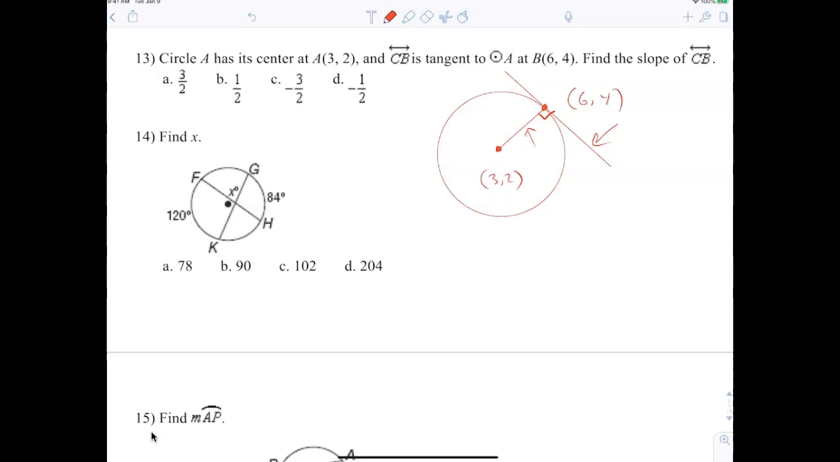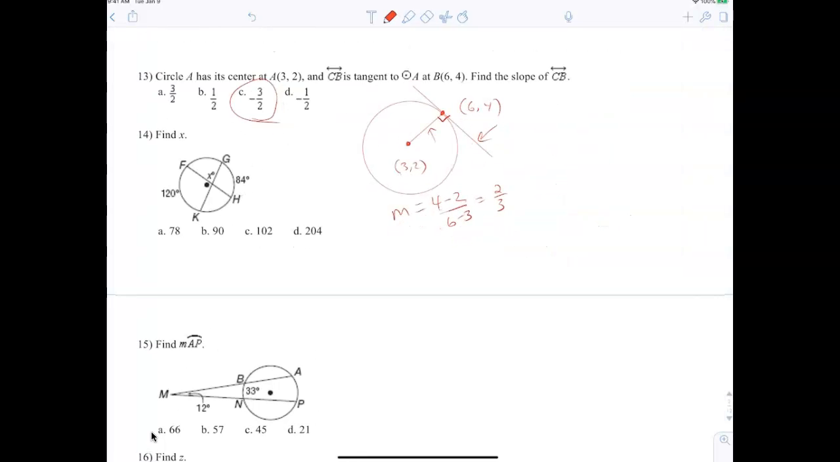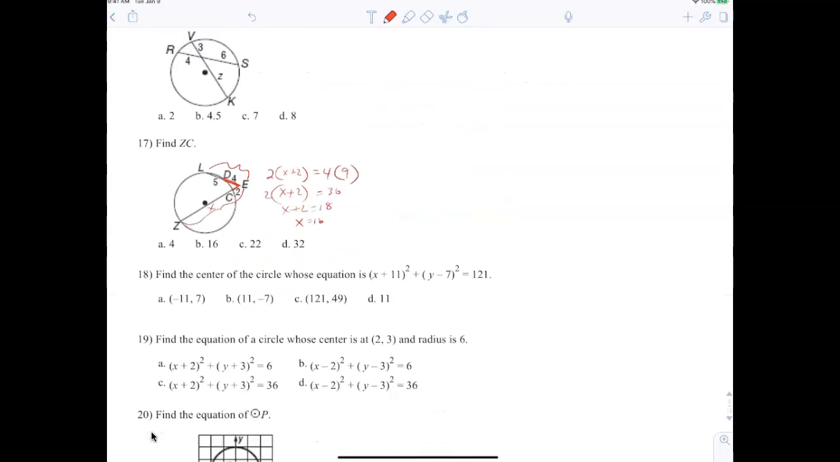So you remember to find the slope. m equals 4 minus 2 over 6 minus 3, which is 2/3. Do you agree with that? So then the slope of the perpendicular would be negative 3 over 2. Everybody okay with that now? Everybody okay? All right, moving forward.